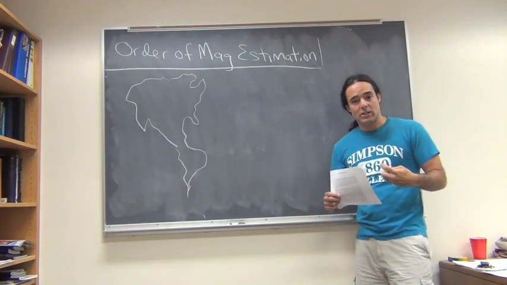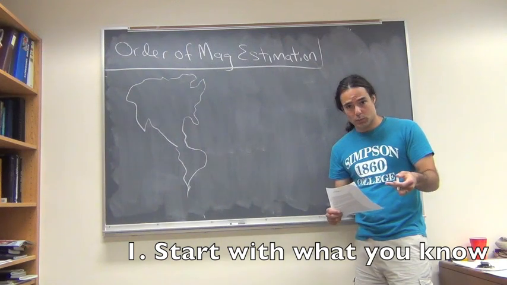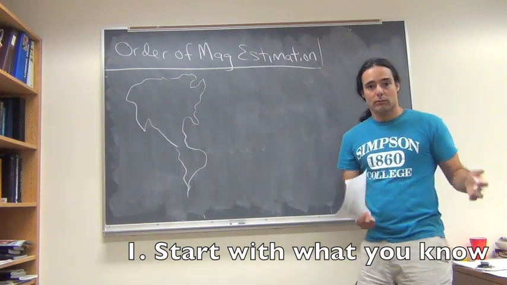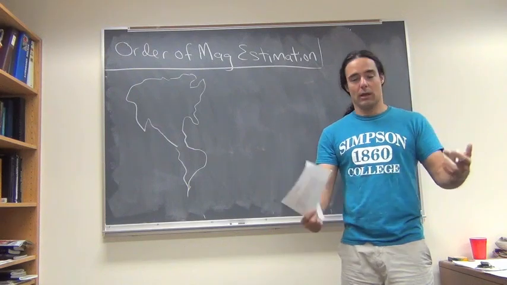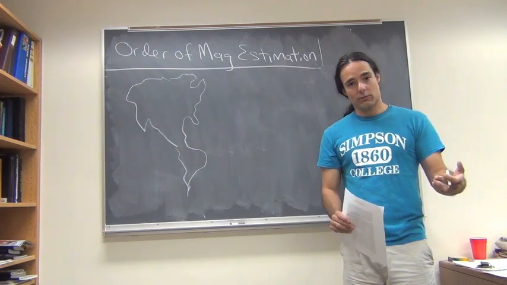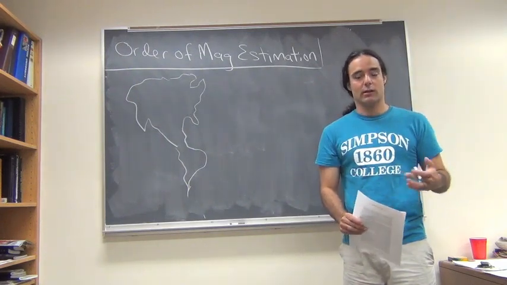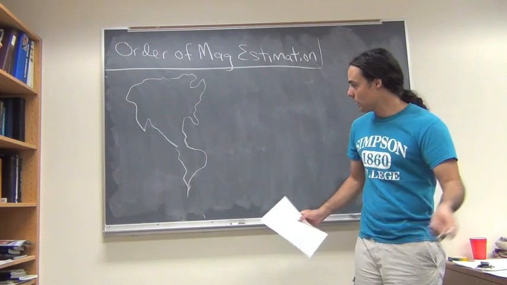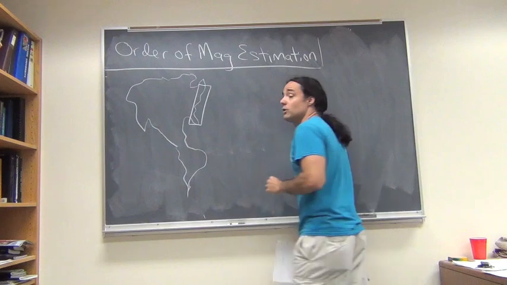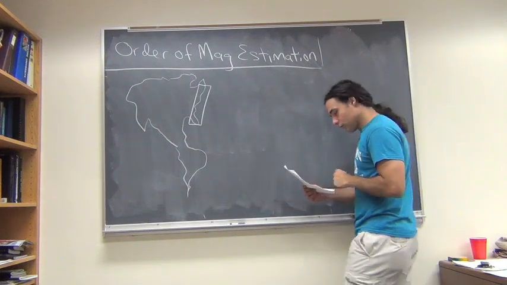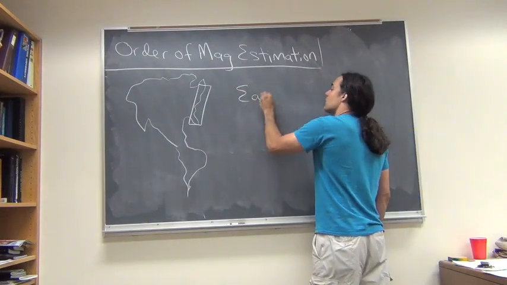Step one for doing estimates: start with what you know. So what do I know? I know sand is usually found on beaches. So let's look at the beaches. Let's see if we can figure out how much sand there is on a typical beach. Well, let's consider the eastern seaboard of the United States.